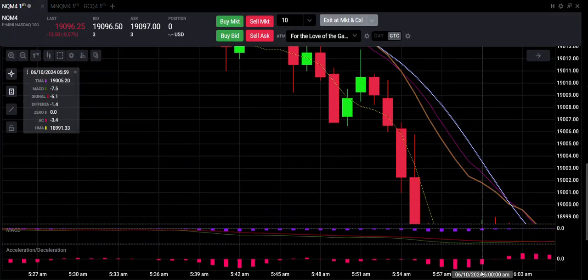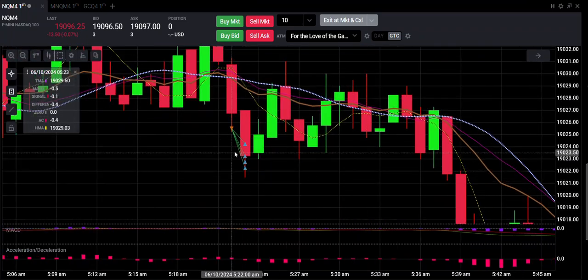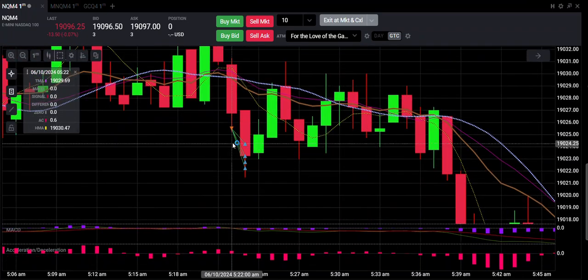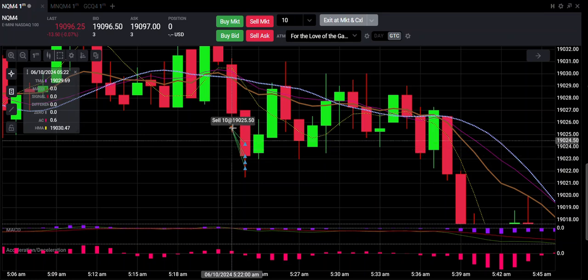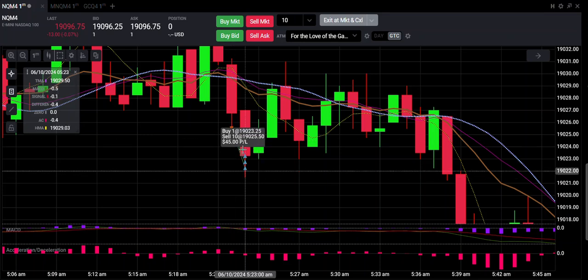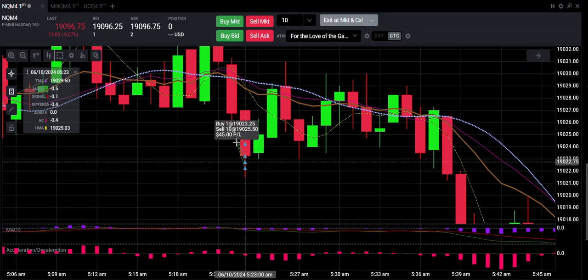I'm going to back up just a little bit. So the first trade I had was right here. This was at 5:22 in the morning Pacific Standard Time, and I was trading 10 contracts this time. I got multiple exit points as it kept going down and then hit my trailing stop. So I got $25, $45, $55, $65, and in between there are a few more as well.